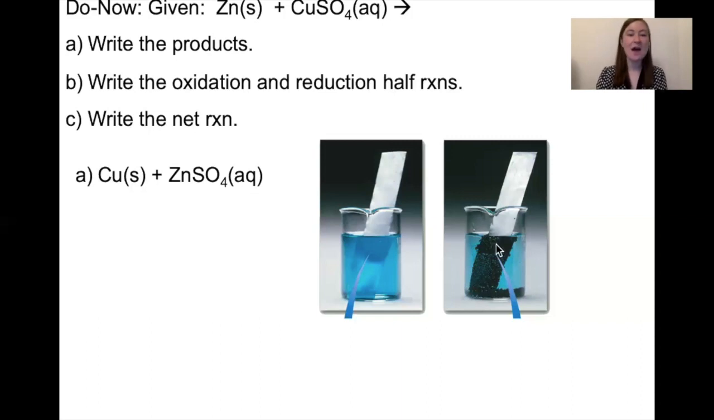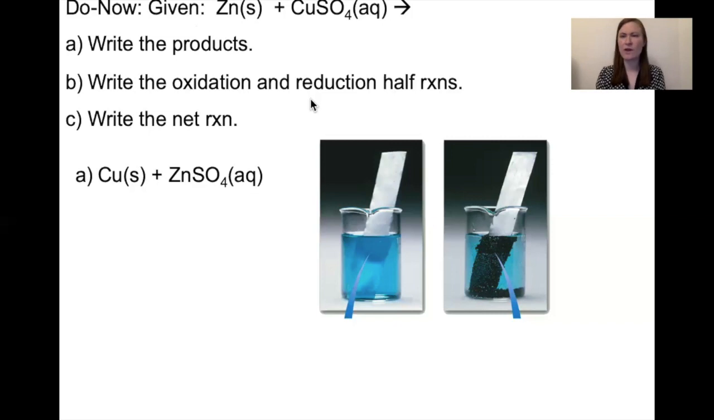And then you'll notice too that the solution becomes lighter in color because the copper ions are being removed from the solution to form solid copper. And so the concentration of copper ions goes down. Zinc ions, which we're forming, are clear. And the copper ions, which are blue, their concentration is decreasing.